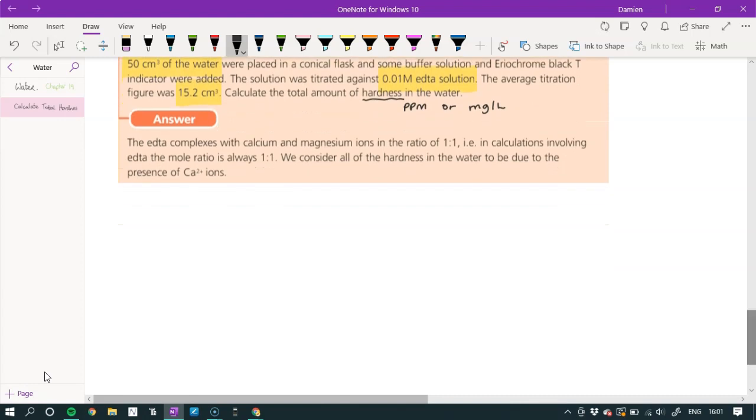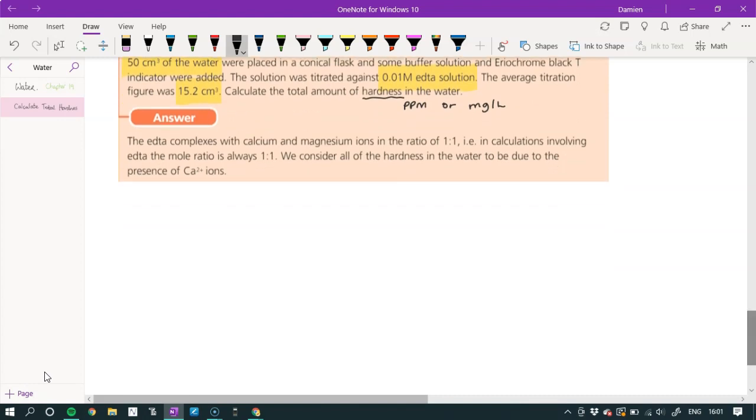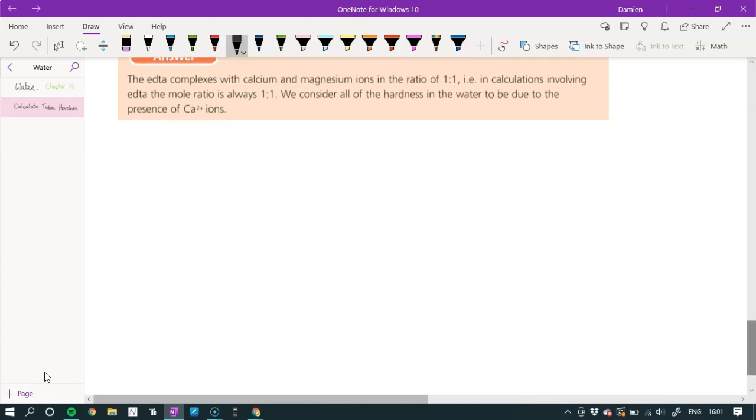So I left a little bit of the answer in there. The EDTA complexes with calcium and magnesium ions in the ratio 1:1. So calculations involving EDTA, the mole ratio is always 1:1. Sometimes you may not get the actual equation in this, so you have to know that it's 1:1. Okay, so let's have a look at this.